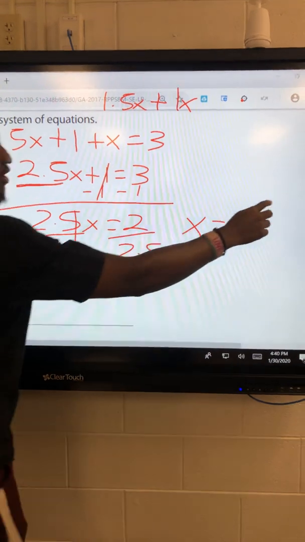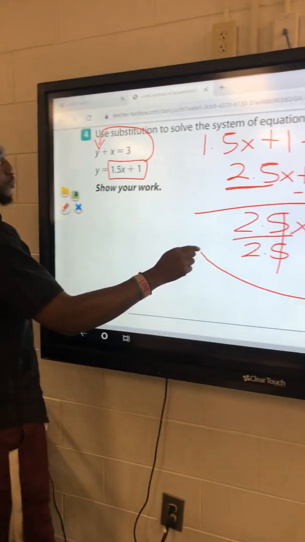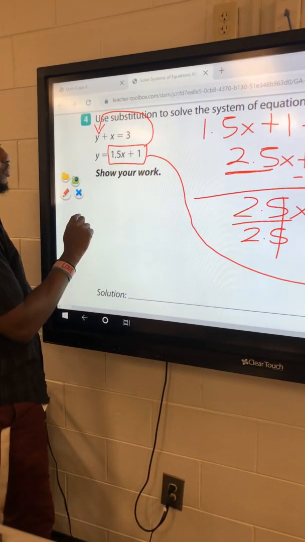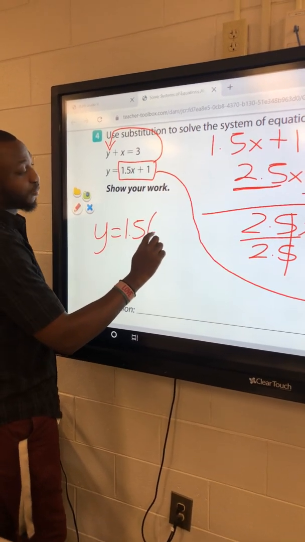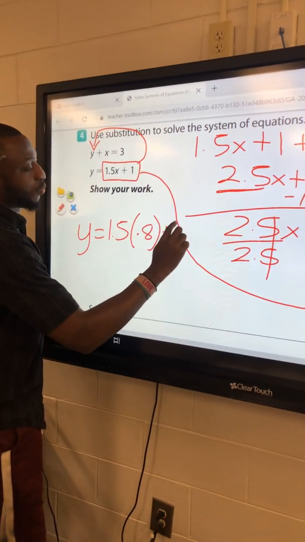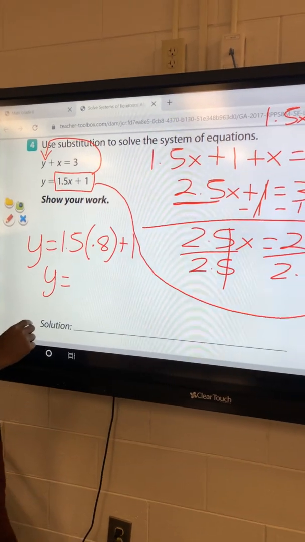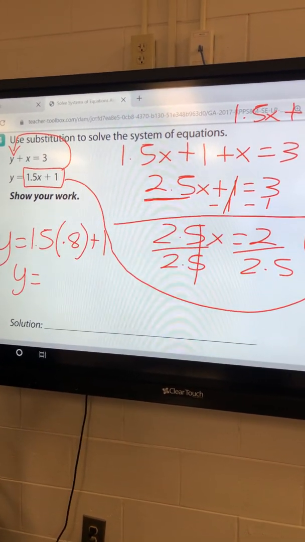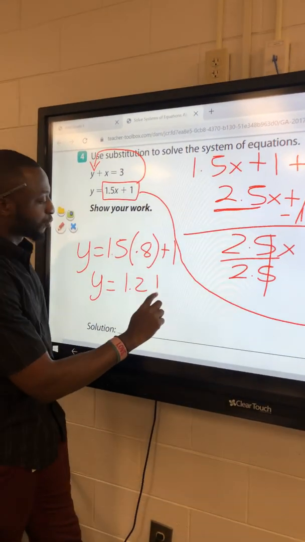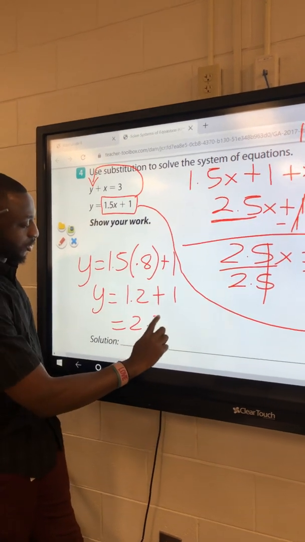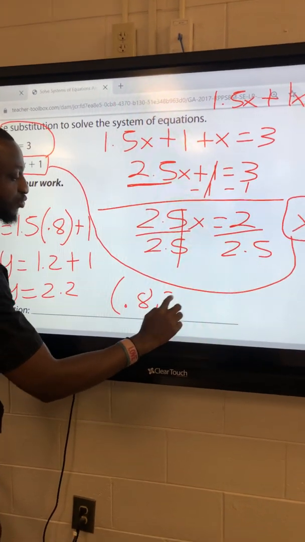So we're not done yet. We have a value for x, but we need a value for y. To get the value for y, I need to plug in x into one of my equations. I'm going to use this one. So it now becomes y equals 1.5 times 0.8 plus 1. What is 1.5 times 0.8? 1.2. And what is 1.2 plus 1? That should be 2.2. So my x is 0.8, my y is 2.2.